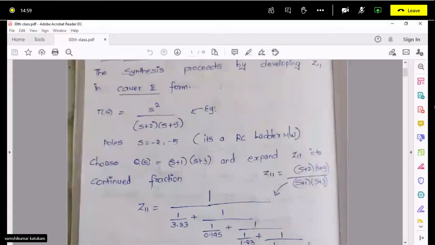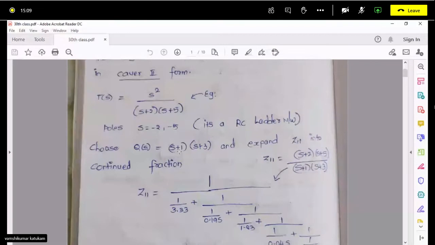So our Q of S will be the same. How to select Q of S, I also told you. It should be interlacing. You should select the zeros of Q of S interlacing the poles of T of S. That is why we have selected S plus 1 and S plus 3. Then your driving point impedance function will become small q of S upon capital Q of S. So this one you will get.